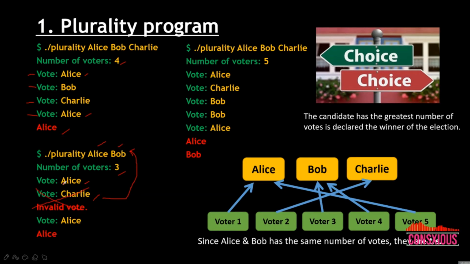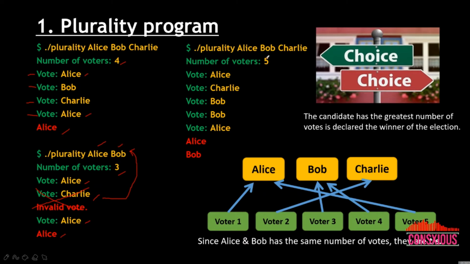So this vote will be eliminated. Next, there is Charlie, and then, as you can see here, Alice. So you can see here Alice appears 2 times. So 2 out of 3, we know that Alice won the election.